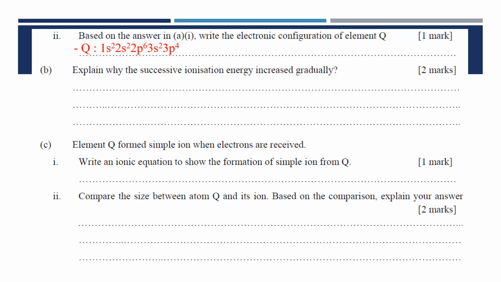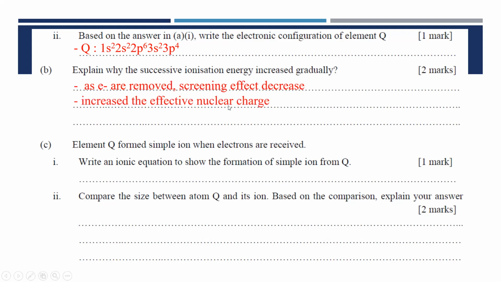Okay, so here, as electrons are removed, the screening effect decreases. When the screening effect decreases, the effective nuclear charge increases. So that is why the ionization energy eventually increases.